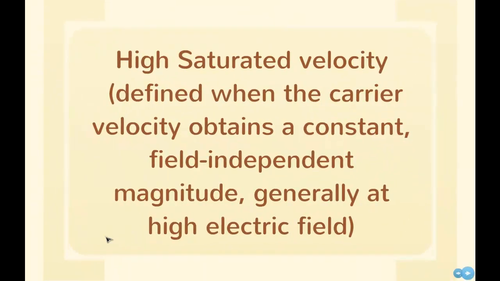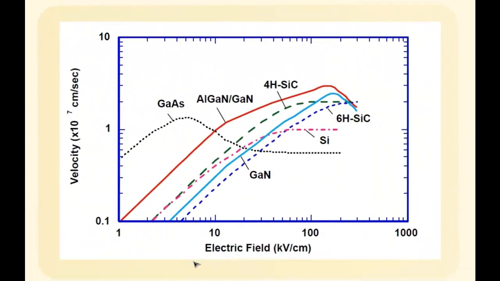The other figure of merit that we look at in semiconductor materials is the saturated velocity. The saturated velocity is the velocity that the carriers can obtain when the field applied is much higher. In fact, we are looking at the velocity that they acquire at a point when increasing the field further doesn't bring any further increase in velocity. Now we can look again at our diagram and see what happens at higher electric fields.